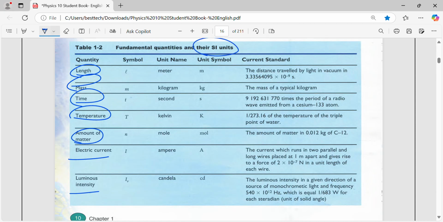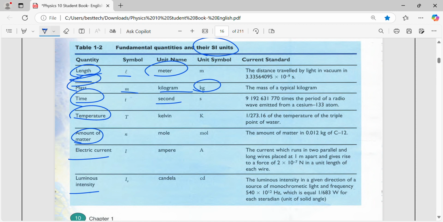So the unit is important. For example, length. In physics, to measure any distance or length, it's the same, it's measured by meter. Or the mass of any object is measured by kilogram, and this is the symbol m small for mass, and length is L capital. The time, we measure by second.